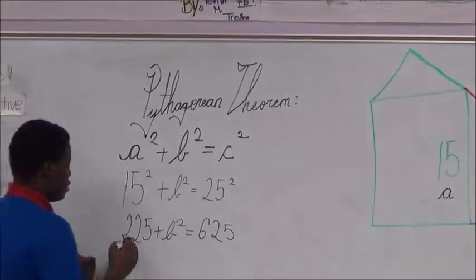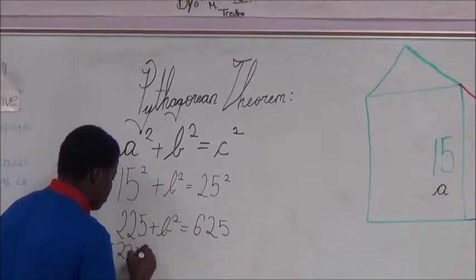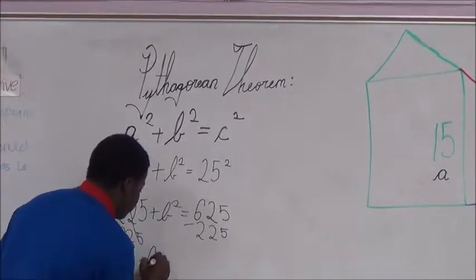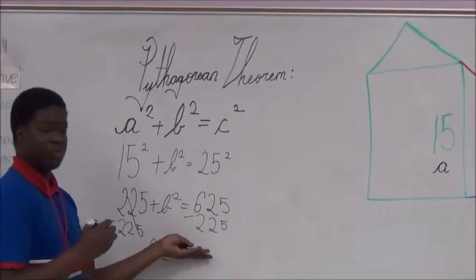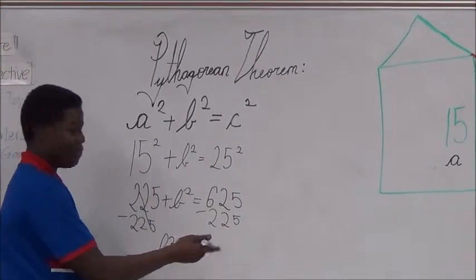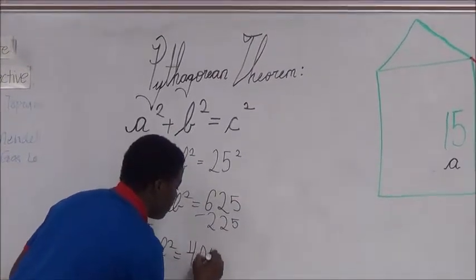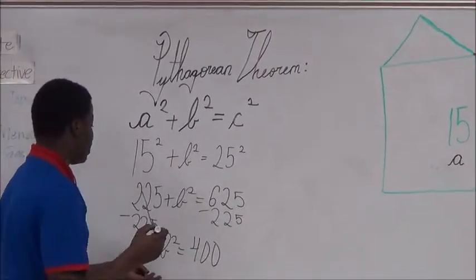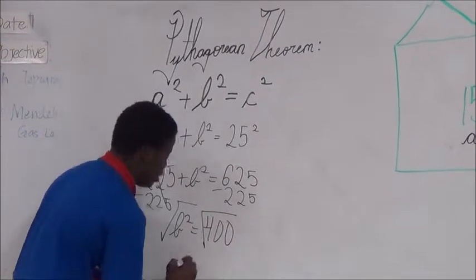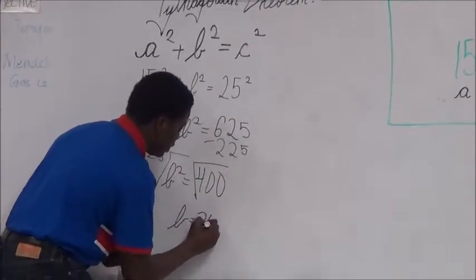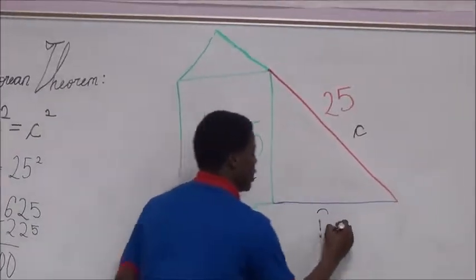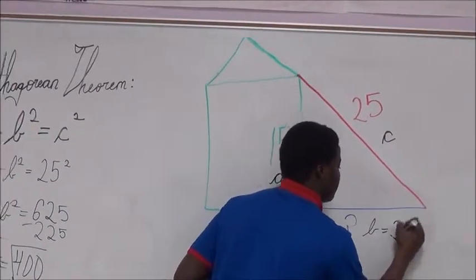What we're now going to do is subtract 225 from both sides. So b squared equals the difference between c squared and a squared, which is 625 minus 225. So the answer is 400. But this is not our answer. What we need to do is square root both sides. So b is 20, which is the square root of 400. So we now know that our b right here is 20.